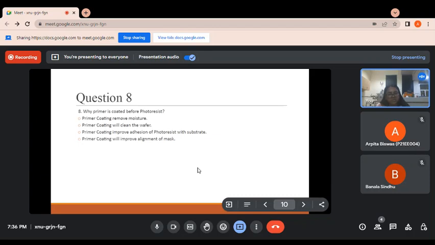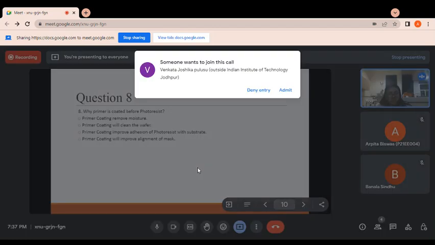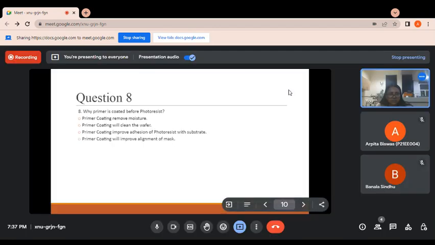And what about the fourth option? Primer coating will improve the alignment of the mask. So at first we have to know what alignment is.